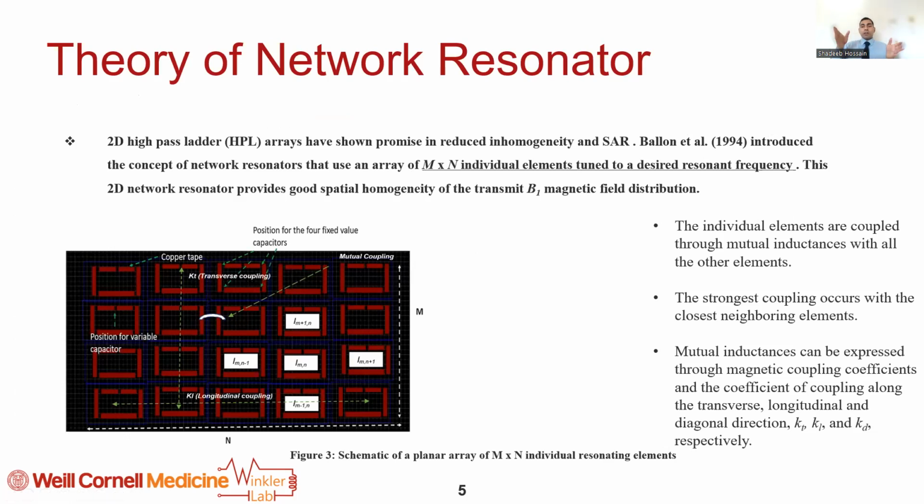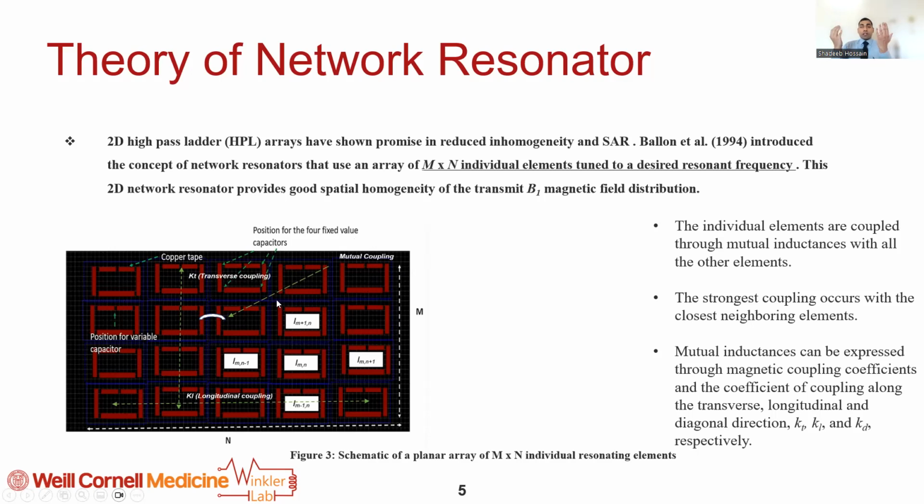So what happens is you have to choose an array of elements, a particular length of the array of elements. So in this case, supposedly we give it numbers like m by n. Each of these resonating elements has to be, first of all, tuned to a resonating frequency. Let's call it F naught. So I want each of these elements over here, as you could see, tuned at F naught.